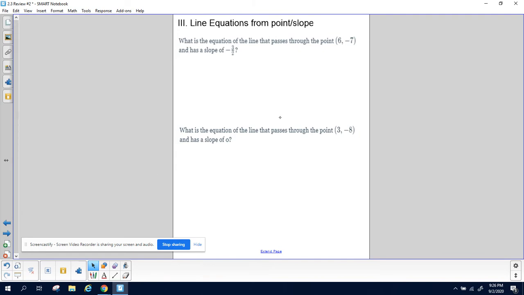All right. I decided to pick out 2 of these because in section 3 that you do today, it's going to be called line equations from point slope. If you watch the tutorial that they provide in Delta Math, they do this differently than what I'm going to show you. I'm going to show you the easy way, and that is to use what we call the point slope formula: y minus y is equal to m times x minus x.